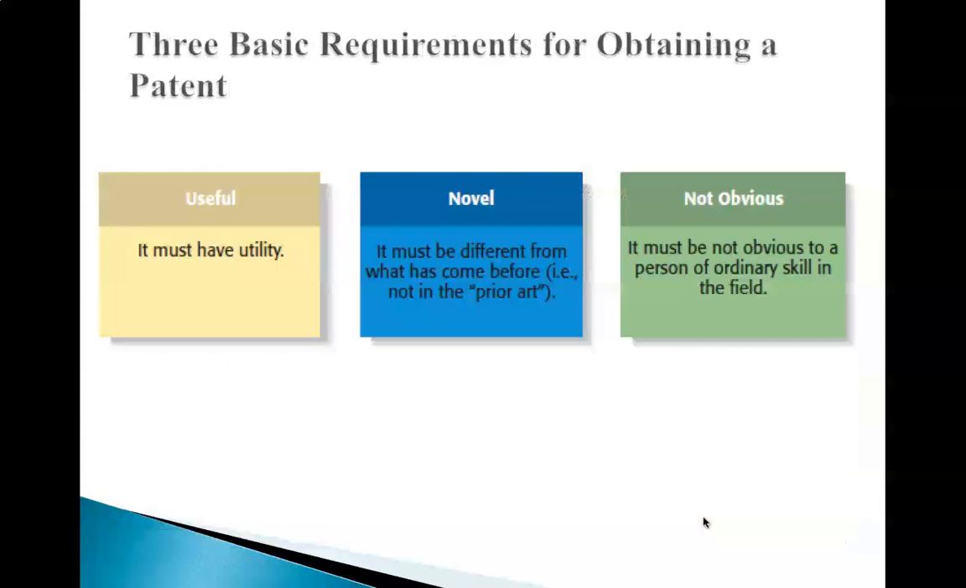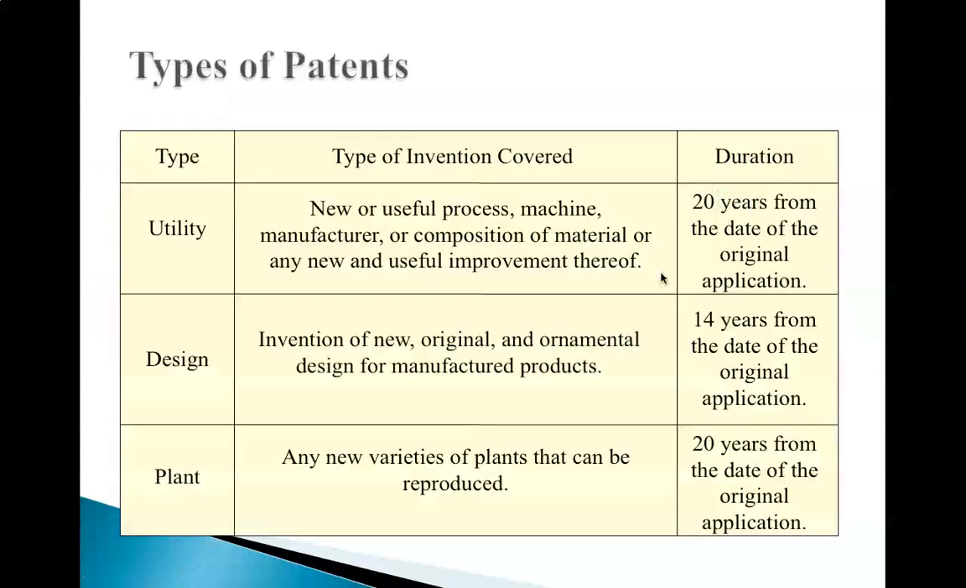Three basic requirements for obtaining a patent: it must have a utility, which is basically saying it must have a usefulness. Novel, it must be different from what has come before. And not obvious, it must not be obvious to a person of ordinary skill in the field. So just three basic requirements.